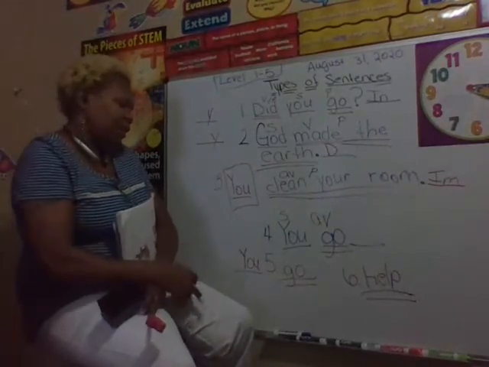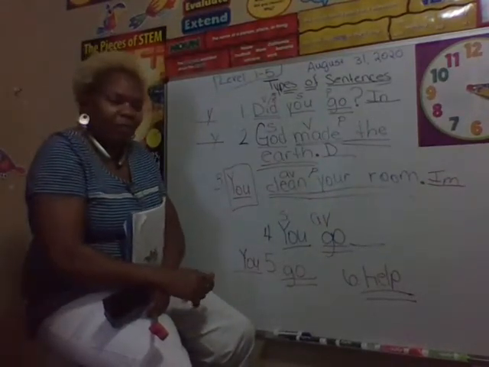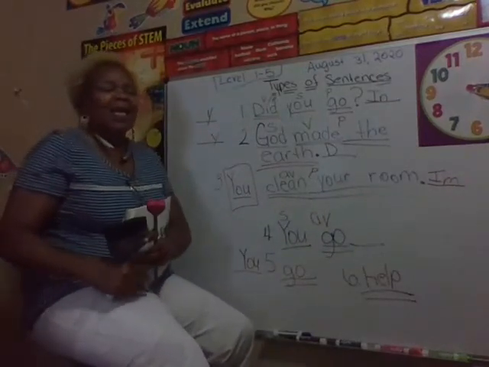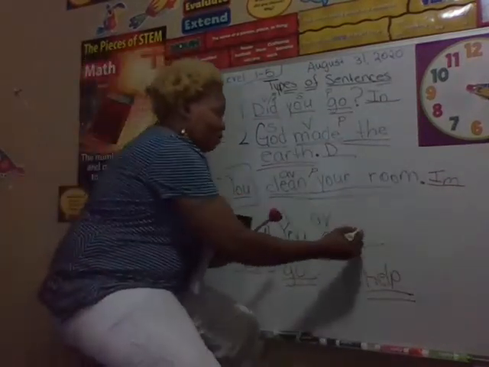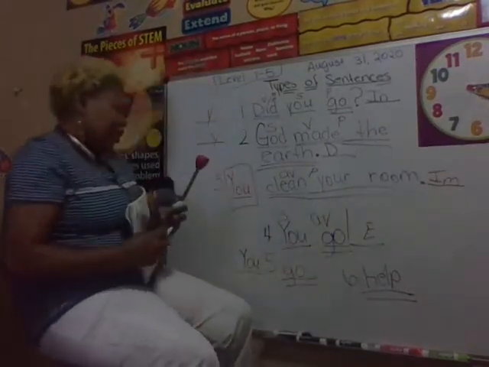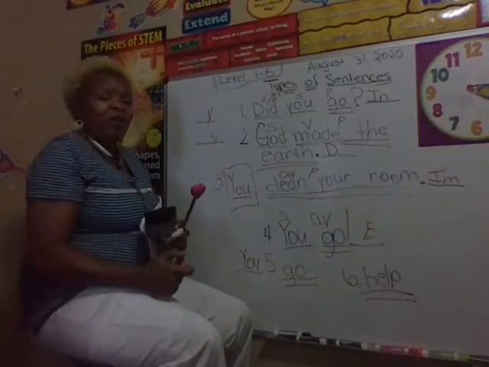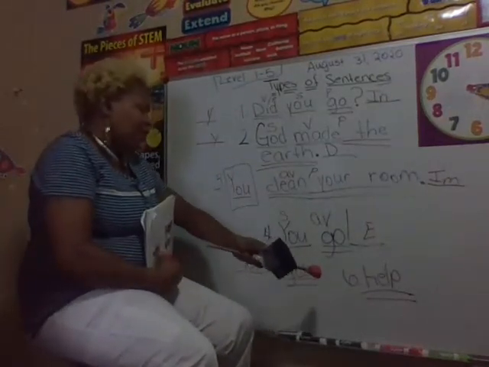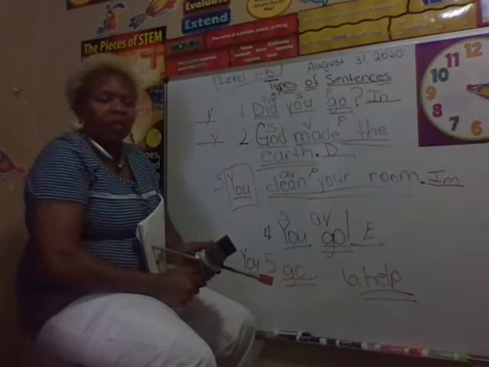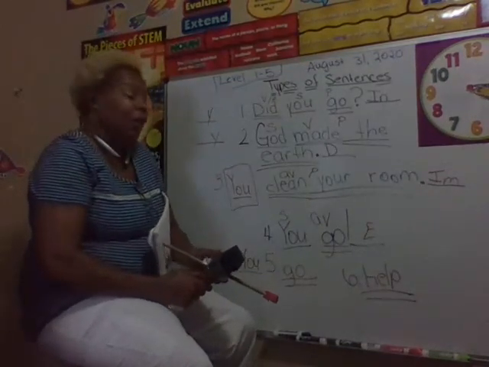What type of sentence is that? Exclamatory. And what type of mark is at the end of it? Exclamation mark. Very, very good. So now that we understand what we're talking about, what type of sentence is this? You help? So it becomes what? What type?